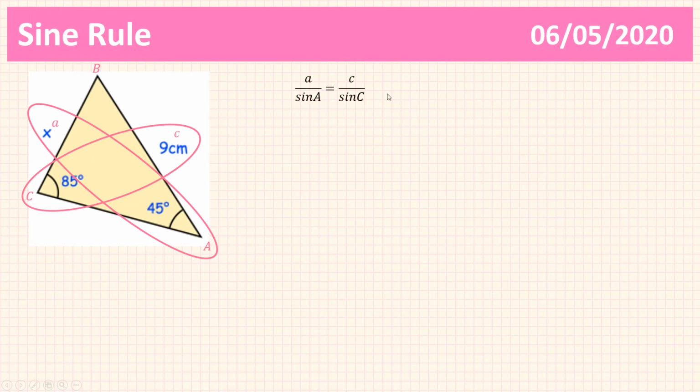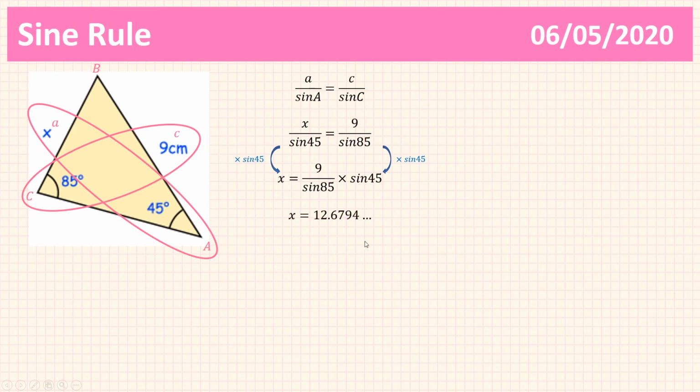So I've written down the sine rule where I've written the side as the numerator. Then I've plugged in my values, and I've rearranged it to make x the subject. And then I got an answer of 12.7 to 1 decimal place. Now let's see what happens if I use the other form of the sine rule.